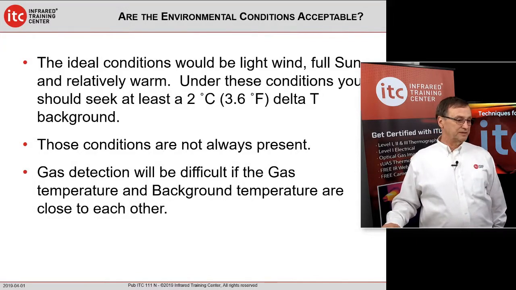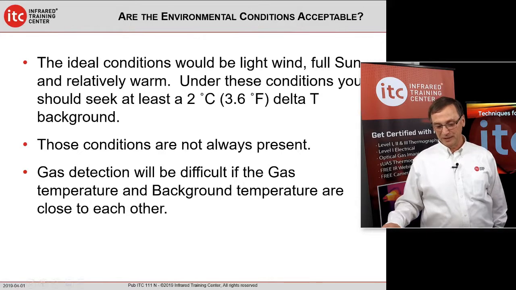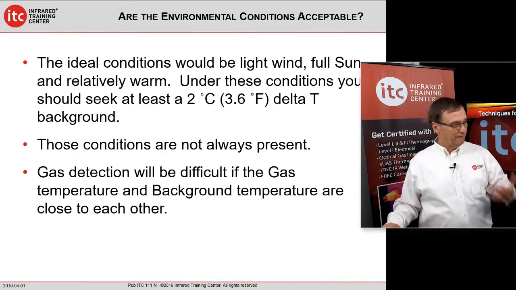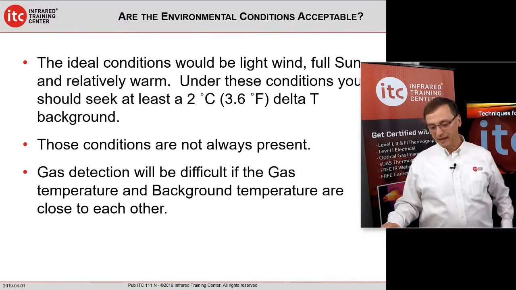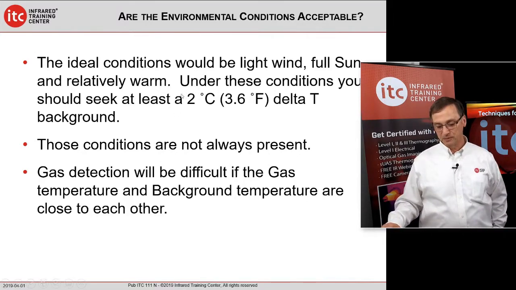Are the environmental conditions successful? Boy, you just can't pick and choose the date and time to go out and do these. Under ideal conditions, you should seek at least a 2 degrees C delta T with a background. That would be the foliage in the background, the sky, whatever's behind the gas. We need some energy for that gas, whether it's hot or cold, to absorb. I've experimented with temperatures lower than this and had delta T's lower than that, have mixed results.